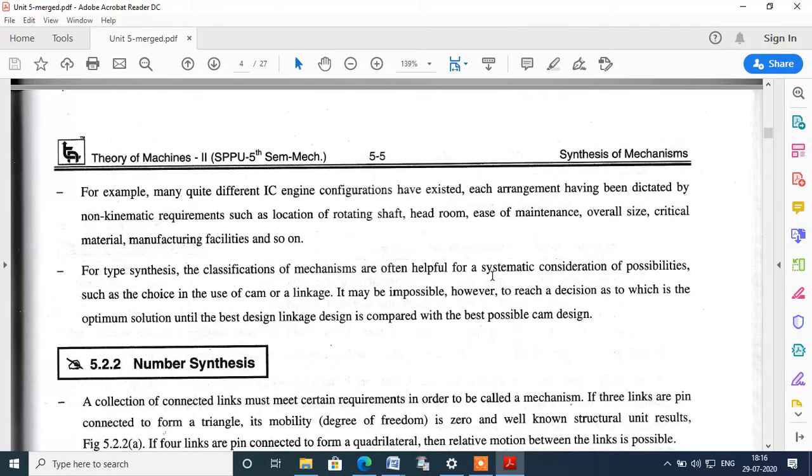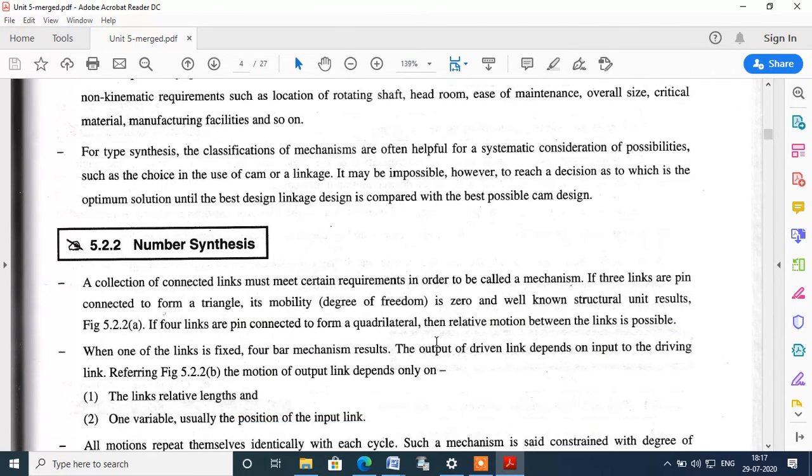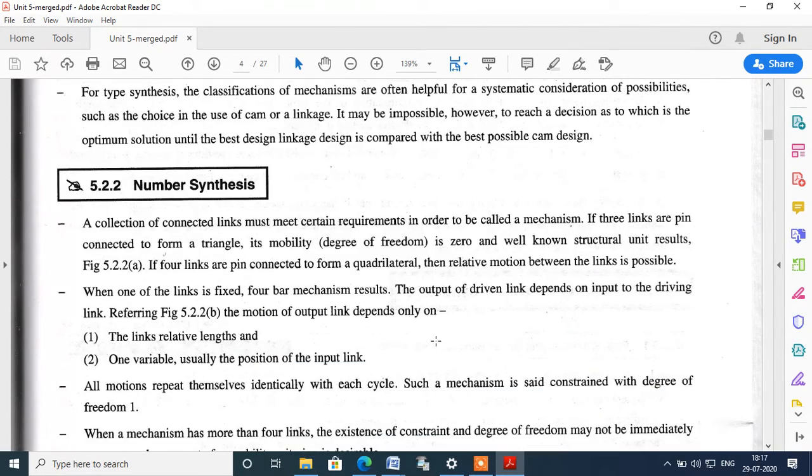So students, just remember in type synthesis, which type of mechanism we have to use, that is an important thing, and that comes under type synthesis. In number synthesis, how many links are required to meet a certain requirement in order to call it a mechanism, that has to be of keen interest to a designer. So in number synthesis, the number of elements is considered.